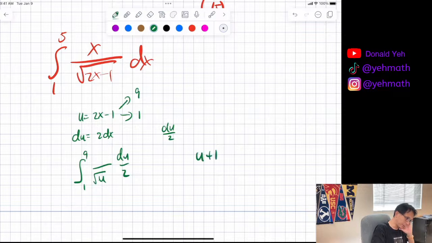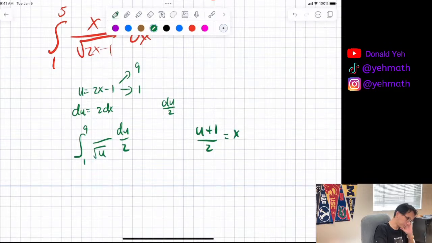U plus 1 over 2 equal to X. So it'll be U plus 1.